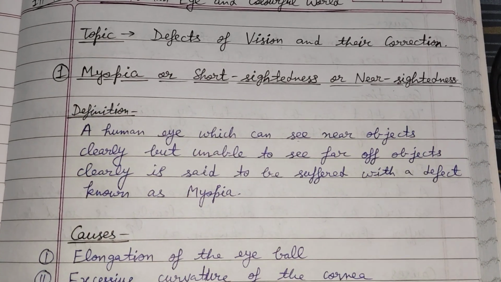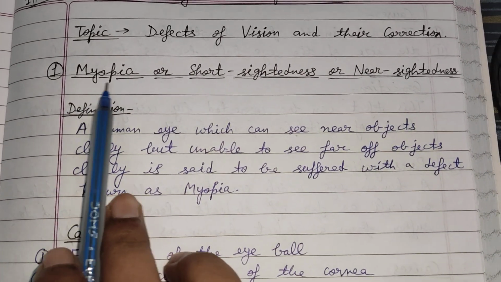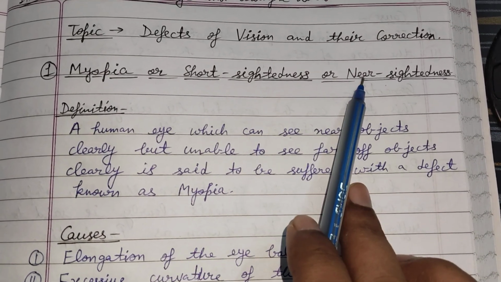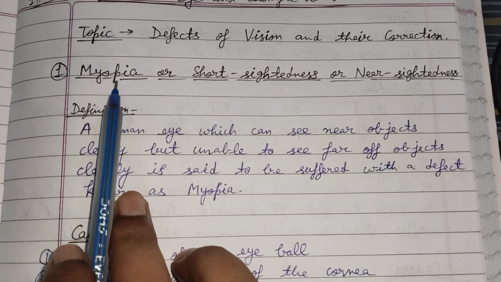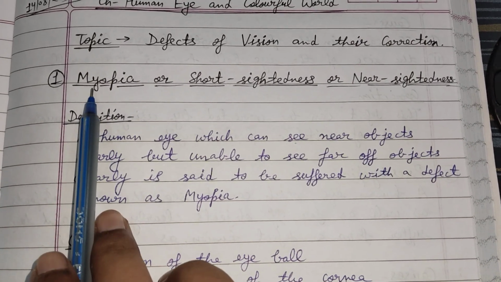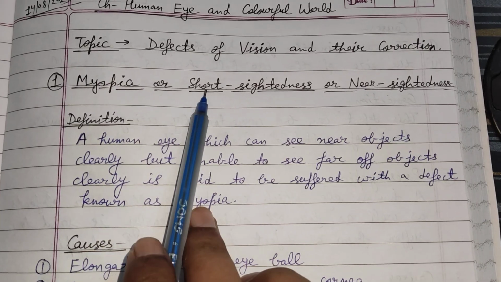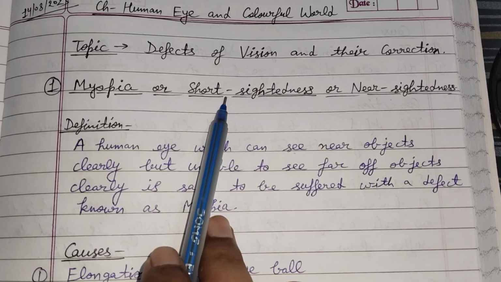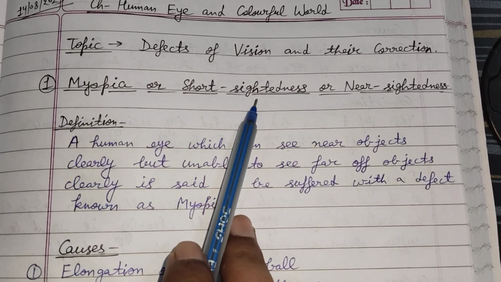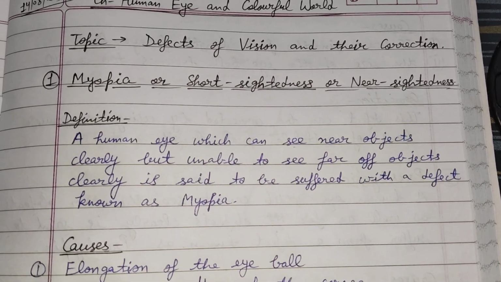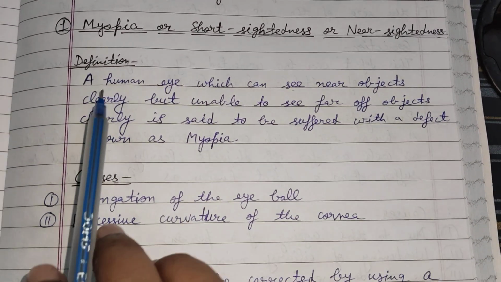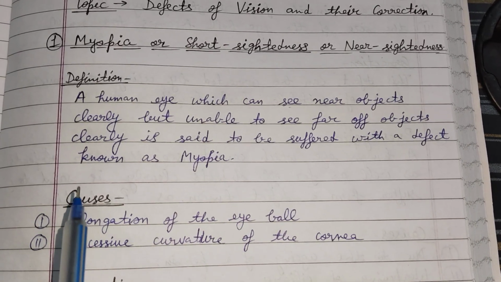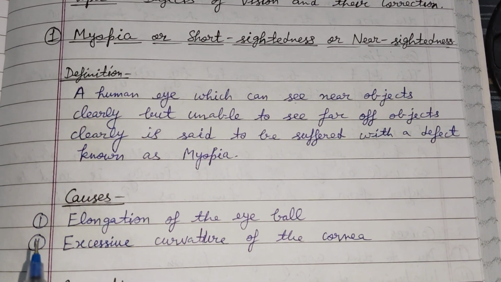There are 3 different types of vision defects which we have to study. First one is myopia. The other name of myopia is short sightedness or nearsightedness. You can remember this thing, that if the defect is myopia, its other name is short sightedness. So in this defect we can see nearby objects clearly, but we cannot see the far objects. So this is the definition of myopia: a human eye which can see the near objects clearly but is unable to see the far objects clearly.